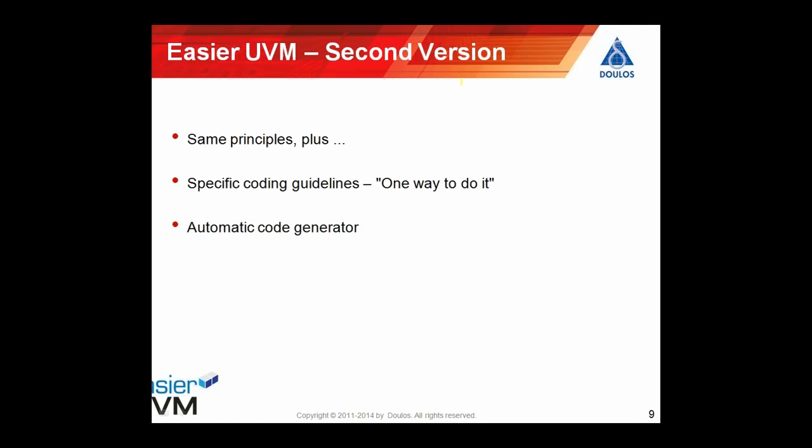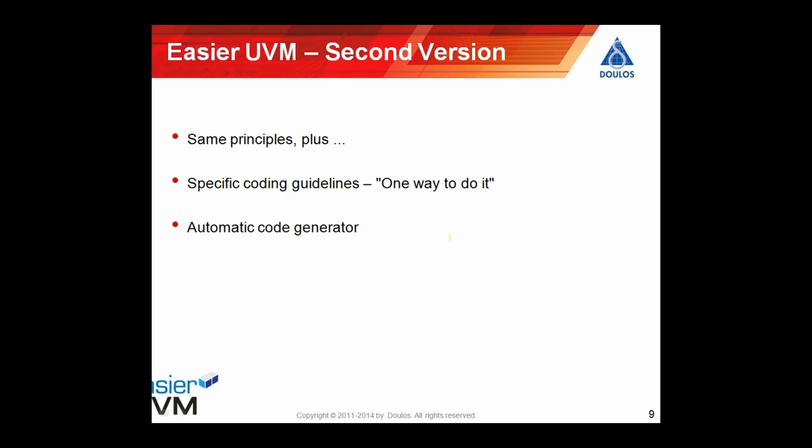So the second version of Easier UVM, the one that I'm talking about today, is built on the same set of principles, but it goes further than that. So now we've developed a specific set of coding guidelines, and that set of coding guidelines is quite prescriptive, and it gives one very specific way of using UVM. And also accompanying that, an automatic code generator to generate UVM code.